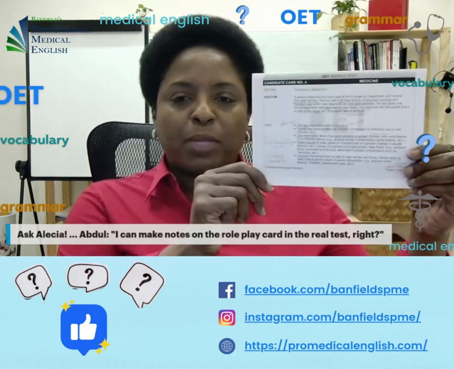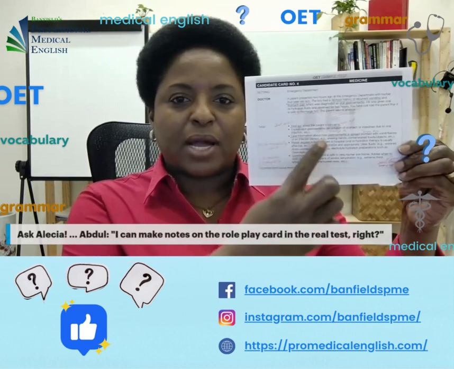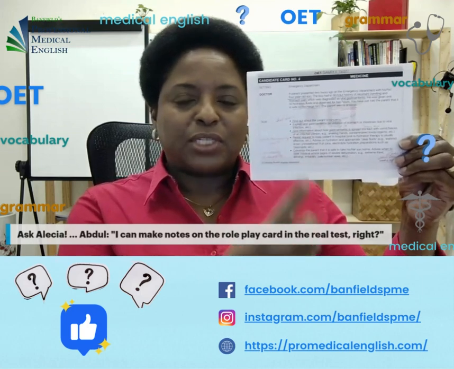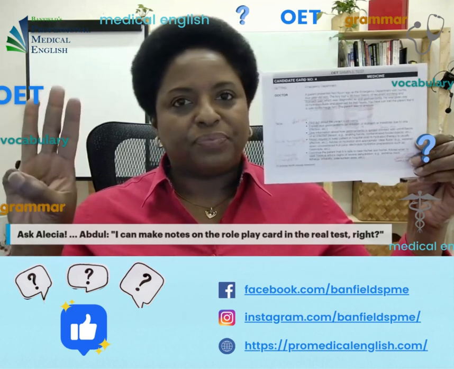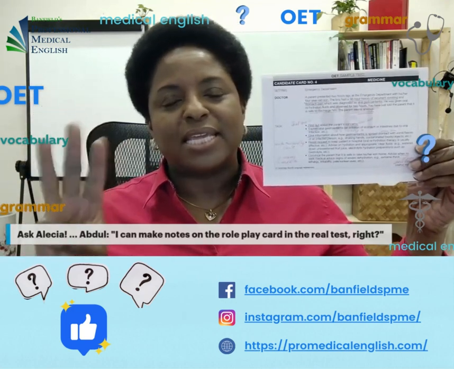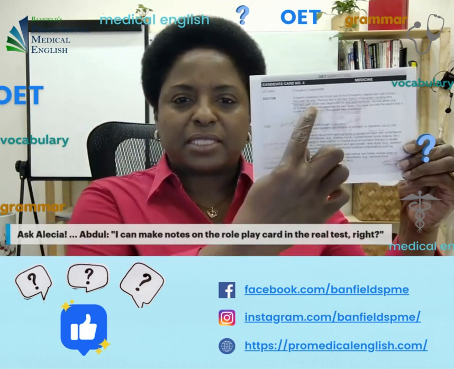So this is what your role play card will look like. You will have your role here, background, information to keep in mind as you speak, and your task points. And remember, you've got 3 minutes before the role play actually starts. And in that 3 minutes, you can use the time to do little things like this.